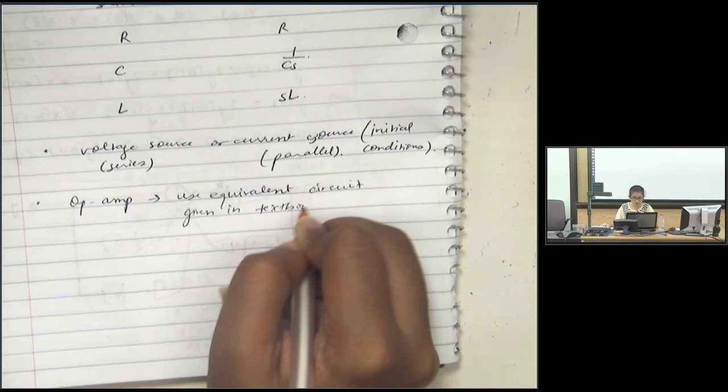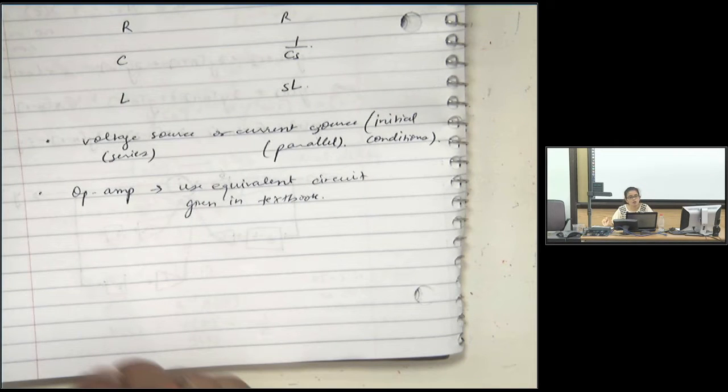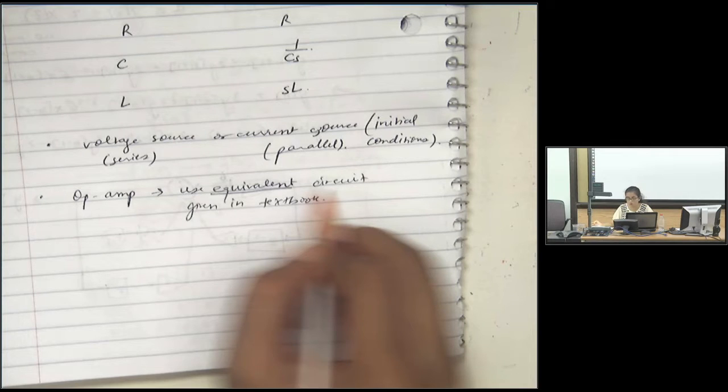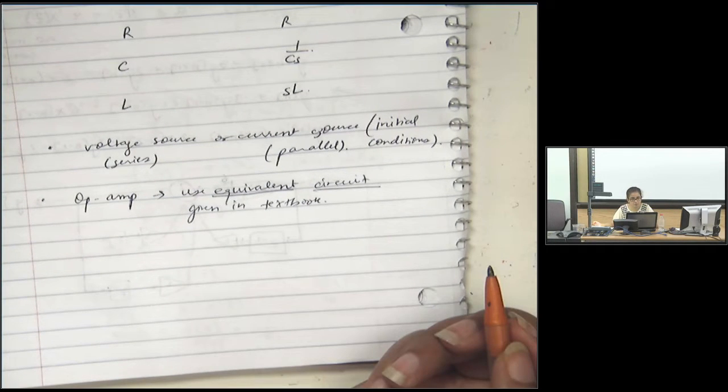All right. We can also just use the ideal op-amp model directly, right? Without using the circuit. We are using the equivalent circuit. Yeah, that's the equivalent circuit of your ideal op-amp. Okay?